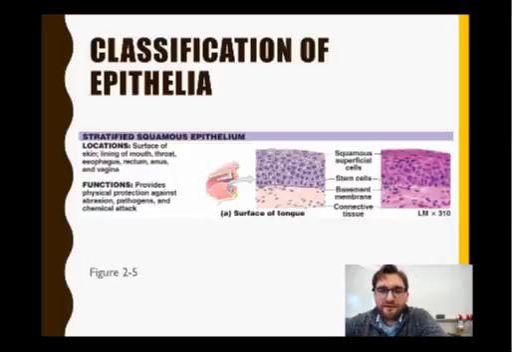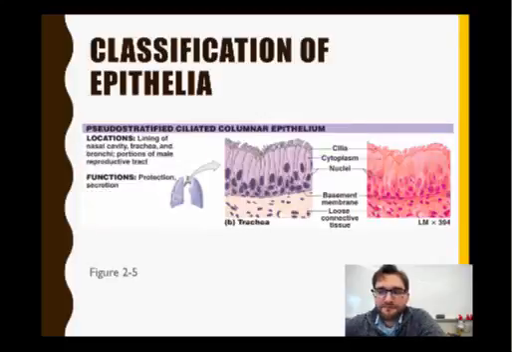We also have stratified squamous epithelium. Their locations are at the surface of the skin. They line the mouth, throat, esophagus, rectum, anus, and vagina. Notice we can see in the stratified layer, the top layer is very squamous in shape. The stem cells would be found at the basement membrane, and these cells would replace any damaged or lost cells at the surface. They provide protection against abrasion, pathogens, and chemical attack.